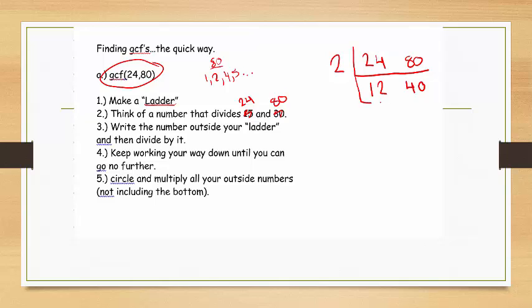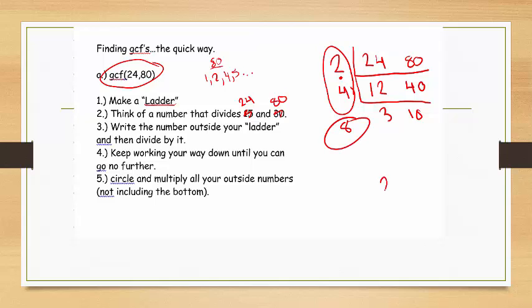And then you draw your ladder again. So something that goes into 12 and 40, for example, could be 4. And that's going to leave you with 3 and 10. We're going to stop laddering now because nothing goes into 3 and 10. The things that you divided by were 2 and 4, so those get circled. Multiply them, and there's your GCF.